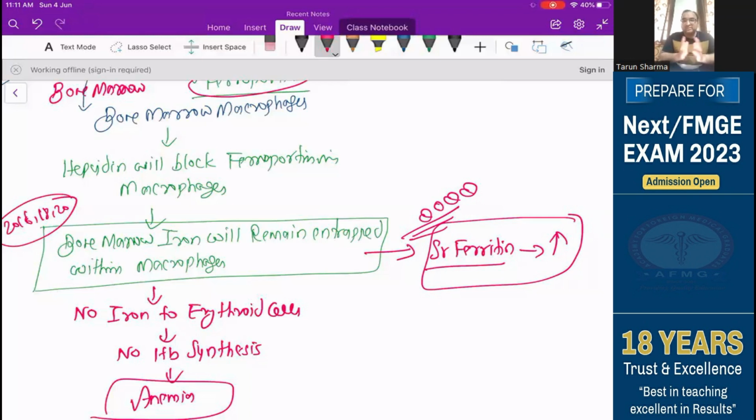Why is it increased? Because here the iron remains entrapped within the bone marrow macrophages. So that's why ferritin levels will always remain high in the blood. So you got the point? This is a very, very important differentiating point.